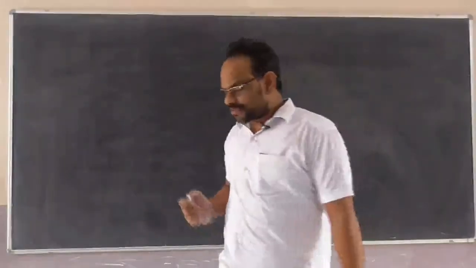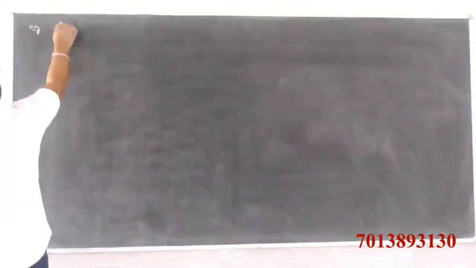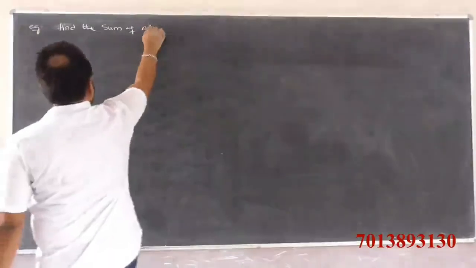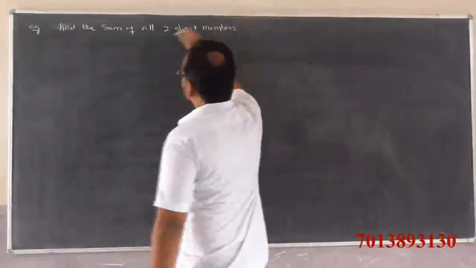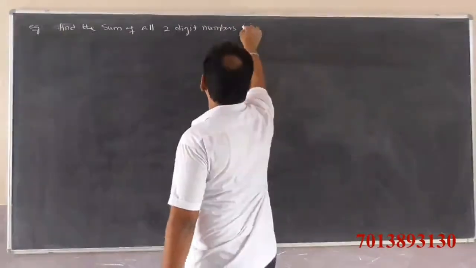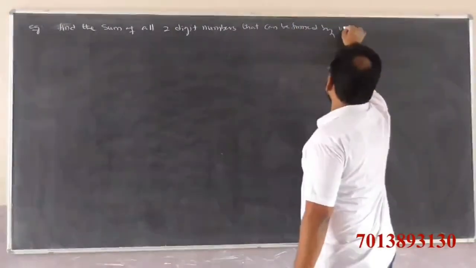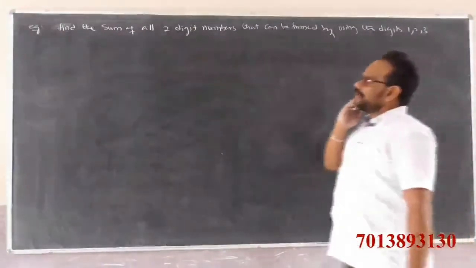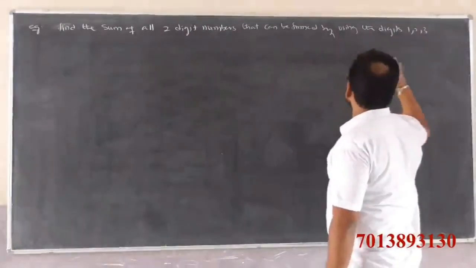So here, let us discuss one small example. Example: find the sum of all two-digit numbers that can be formed by using the digits 1, 2, 3. Observe here one example. Find the sum of all two-digit numbers that can be formed by using the digits 1, 2, 3.